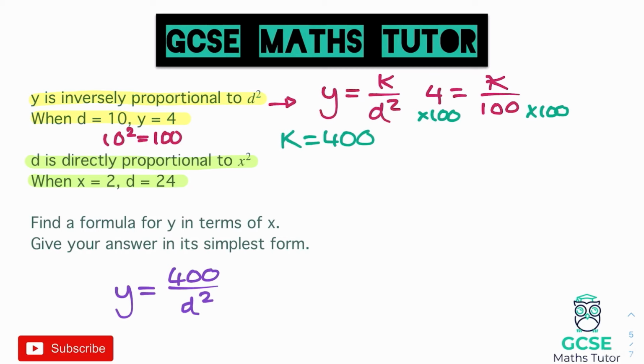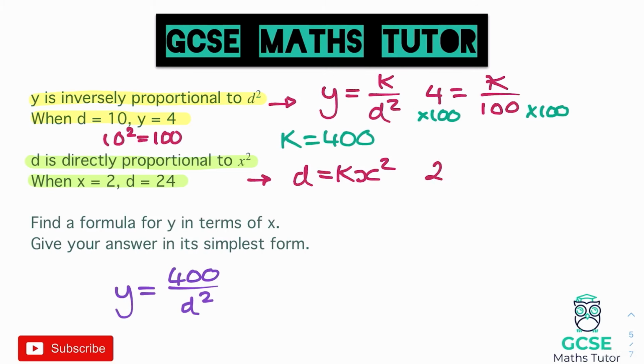Let's move on to our second statement here. So d is directly proportional to x squared. So there we go, let's write our formula for that. So d equals k x squared. There we are. And let's plug in those values. So x is 2 and d is 24.